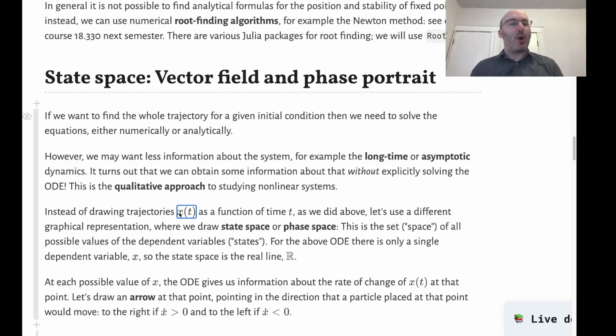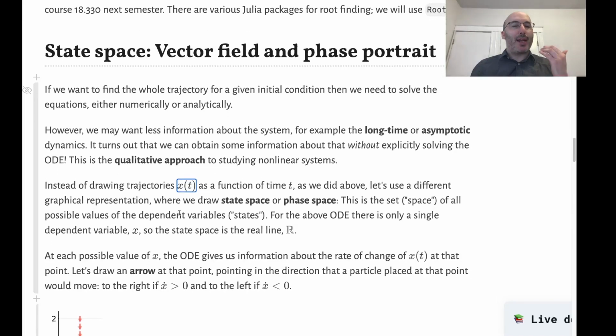In this case, since we only have one dependent variable, x, the collection of all possible states is the whole real line. And so the idea is that at each possible value of x, the differential equation will tell us in which direction we are moving. So what we're going to do is draw a vector field that shows an arrow at each point, which tells us in which direction the system will move.